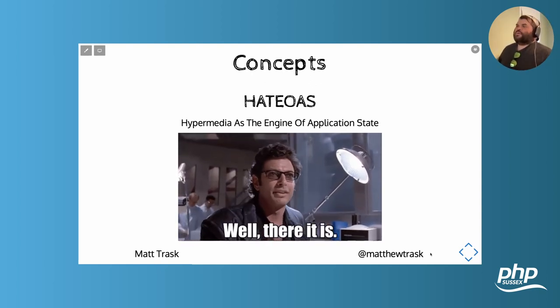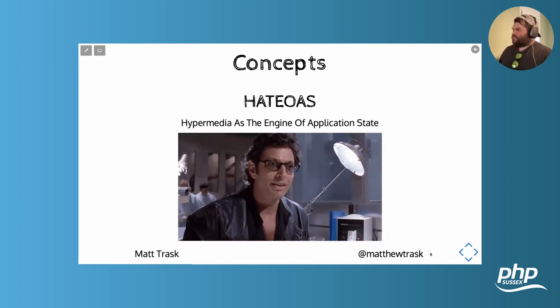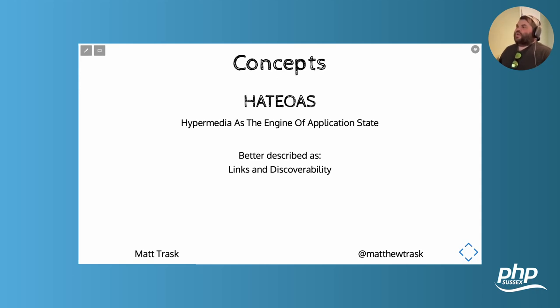So, hypermedia as the engine of application state. This is the one that trips everybody up. It's really better described as links and discoverability. Think of it as a map to your API. If you go to a new city or a new part of the country, the world, doesn't matter, what's one of the first things you do when you get there? You make sure you have internet and then you download a map from Google Maps, Apple Maps, MapQuest, wherever.